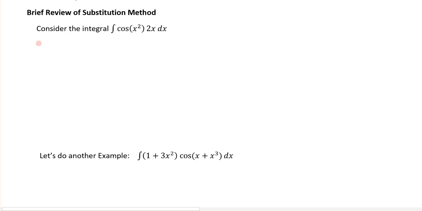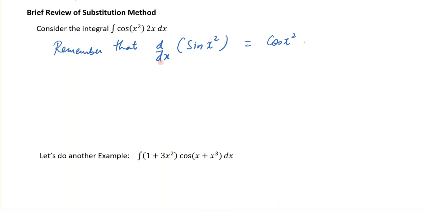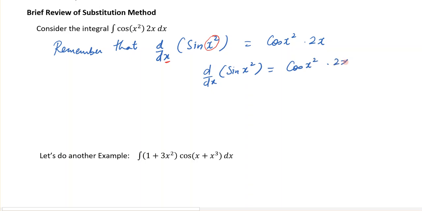We can easily do this if we remember the derivative of sine x squared. So let's think about what the derivative of sine x squared would be. That would be cosine x squared, and since we have a different variable here, we're going to use the chain rule, so times the derivative of x squared, which is 2x. Thus the derivative of sine x squared is equal to cosine x squared times 2x.